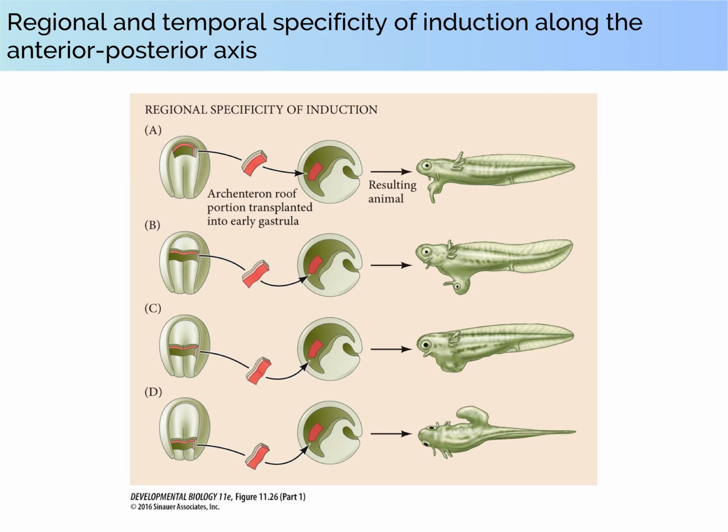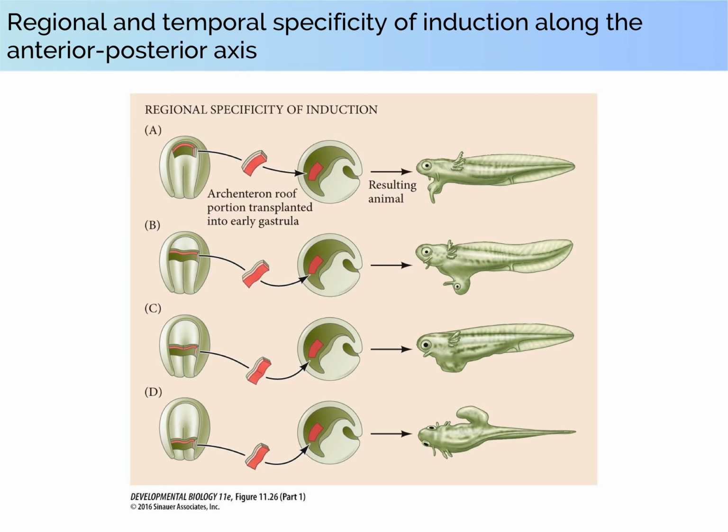So this happens in a region-specific way so that the more anterior portions or tissues that are derived from the organizer will induce the formation of more anterior neural structures, while the most posteriorly derived organizer tissues will induce the formation of more posterior neural structures.